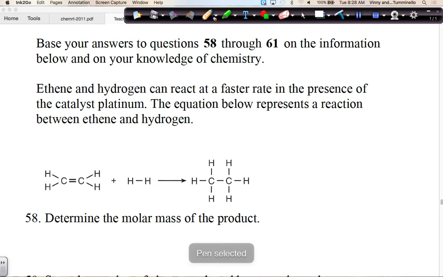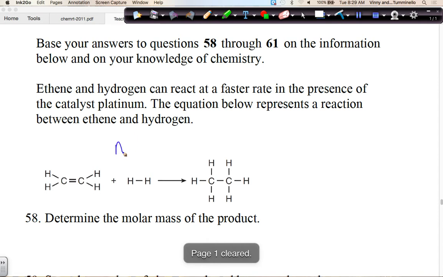Next it says, base your answers for 58 to 61 on the information below and on your knowledge of chemistry. And the reading says that ethene and hydrogen can react at a faster rate in the presence of the catalyst platinum. The equation below represents a reaction between ethene and hydrogen. Now remember that ethene has a double bond here. It's an alkene, and it has the general formula CnH2n, meaning that you double the number of carbons to get the number of hydrogens in the formula.